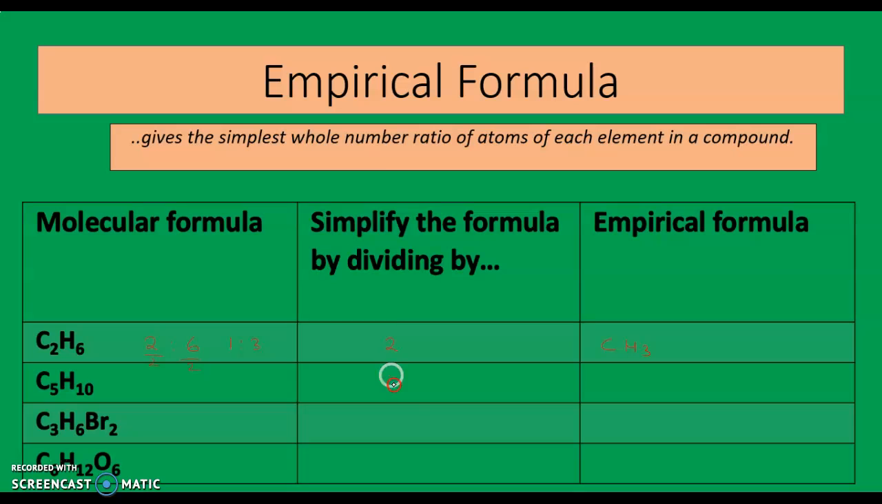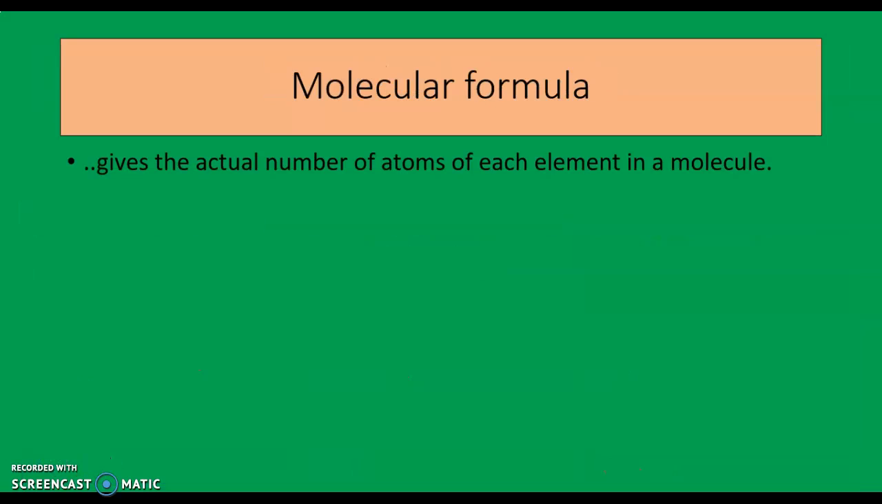If I divide it by 5, in this case, I get CH2. In this case, if I divide 3, 6 and 2, could I divide it by 3? I could divide these two by 3, but I cannot divide this one by anything, so I cannot simplify it further. C6H12O6, if I divide all of those by 6, I would then get CH2O. So that's how you derive empirical formulae if the molecular formula is given.